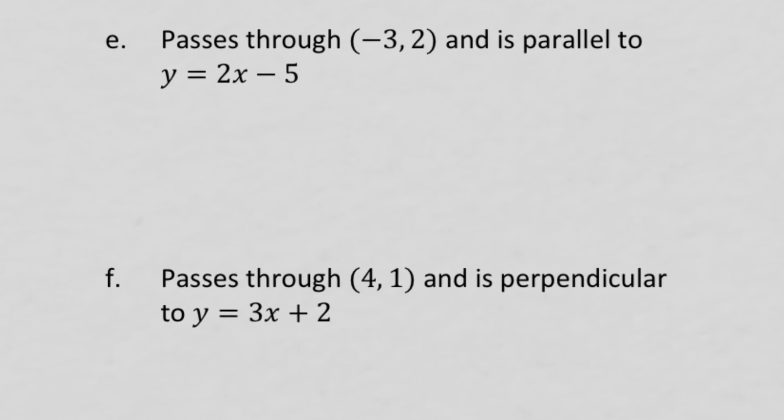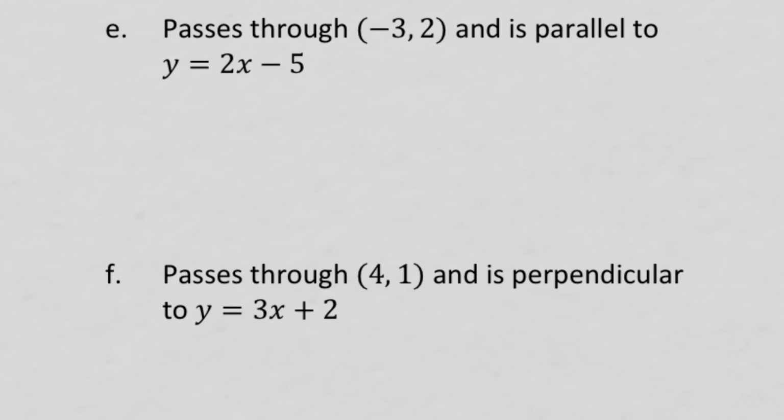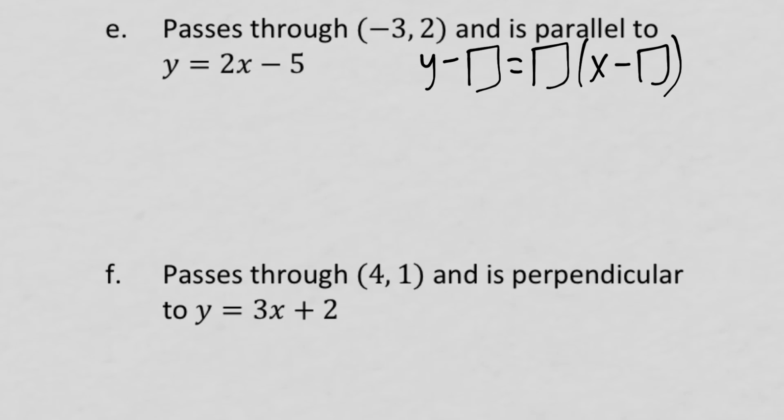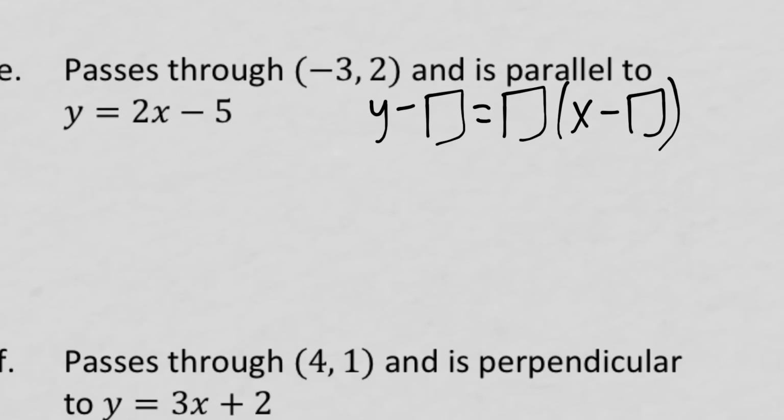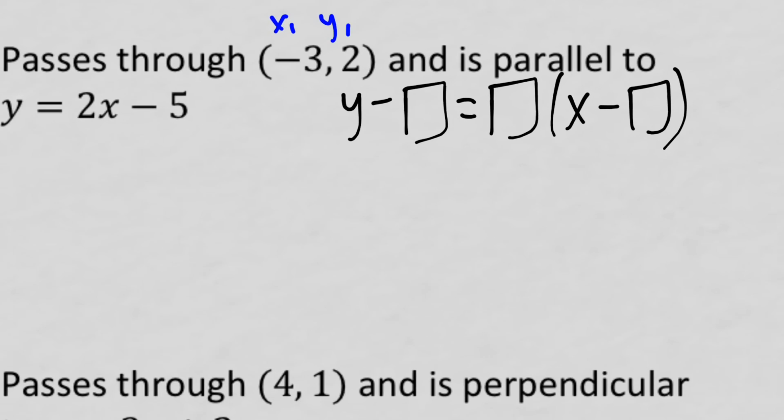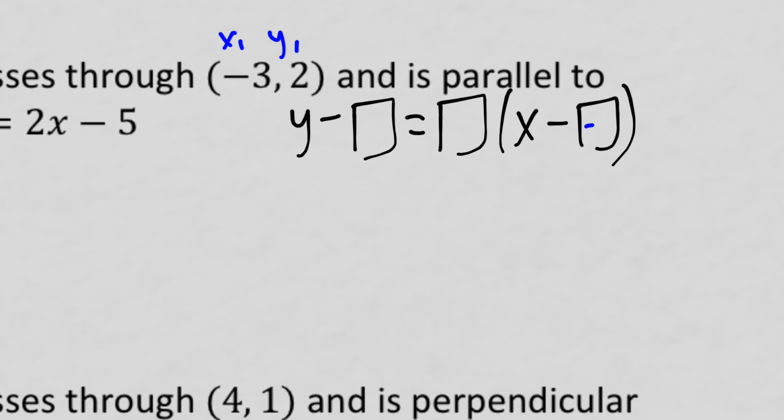Go to E, please. It says passes through -3, 2, and is parallel to y equals 2x minus 5. In all of these problems, you're going to use the same formula we've been using. Y minus y sub 1 equals m times x minus x sub 1, like that. So remember, when you're trying to use that formula, you need the slope, m, and you need a point to put in there. They gave you the point, right? Let's label that one already. This is x sub 1, y sub 1. So actually, we can already plug that in. The x is -3, right there, and the y is 2, right there. The only thing we're missing is the slope, okay?